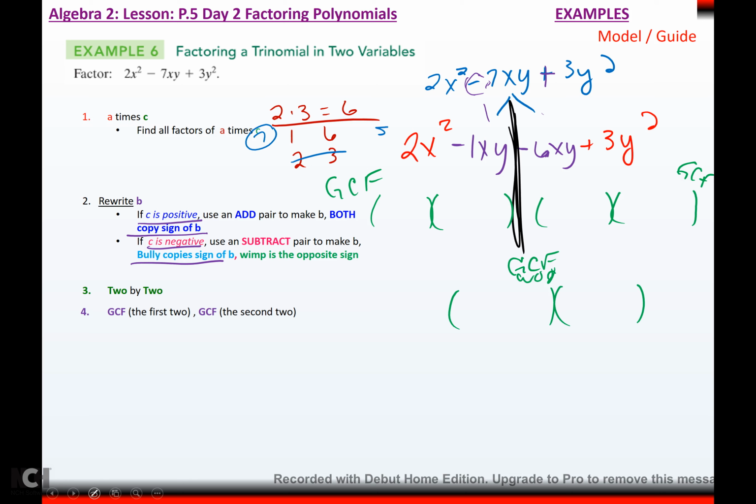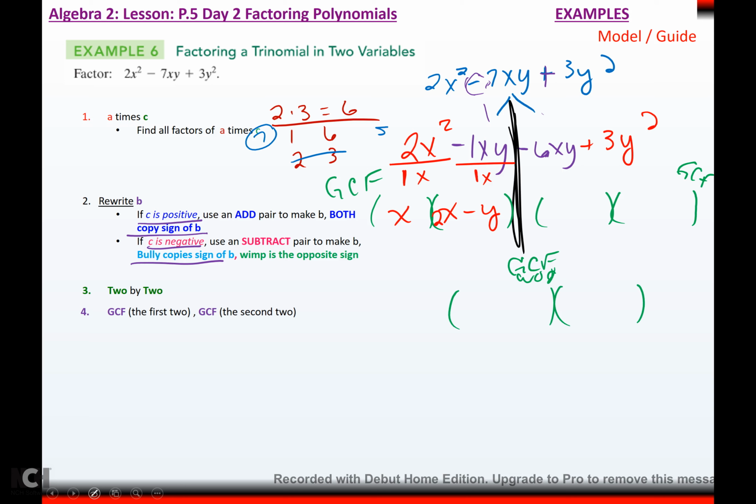Okay, so on the left-hand side, the biggest number they have in common is a 1 and one copy of x. So my GCF is x. Divide, and it leaves 2x minus y.